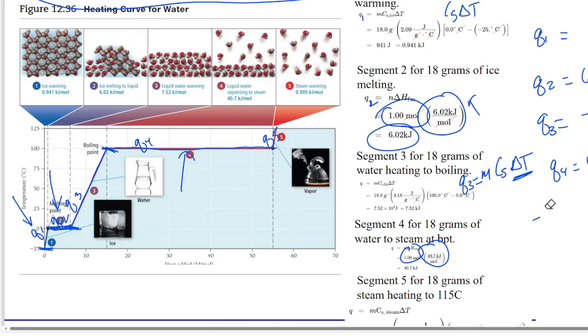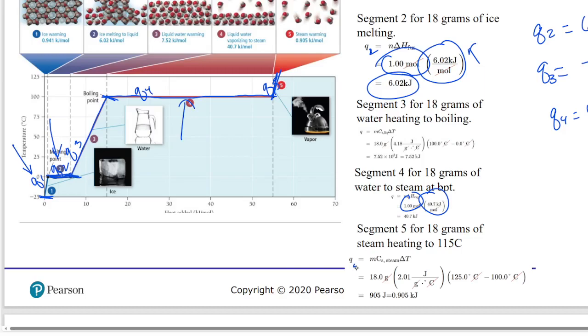We reach our final segment, Q5, and that's just heating the steam. Again, we're changing temperature, so Q5 is governed by m C sub s for steam times delta T. That's 18 grams times 2.01 joules per gram degree C, and our delta T is final minus initial, 125 minus 100. That gives us 0.905 kilojoules. So Q5 is equal to 0.905 kilojoules.